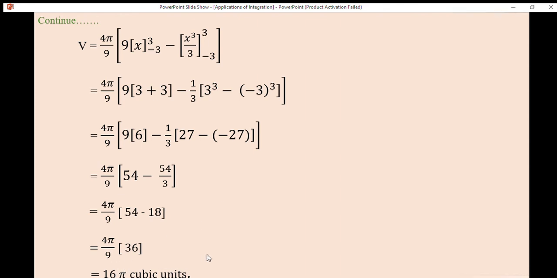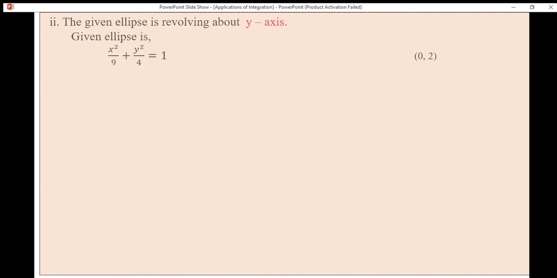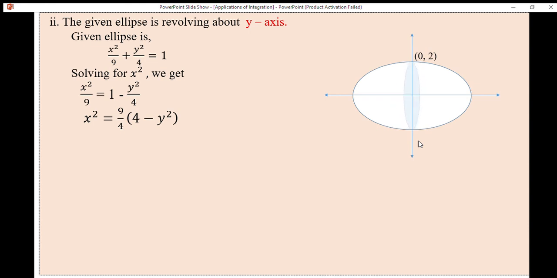Now the other question is to find the volume of revolution about y-axis. Now let's see how it will revolve along y-axis. In this figure you can see the revolution of the ellipse along y-axis. So now we have to calculate that volume about y-axis, and for that we have to solve for x square.